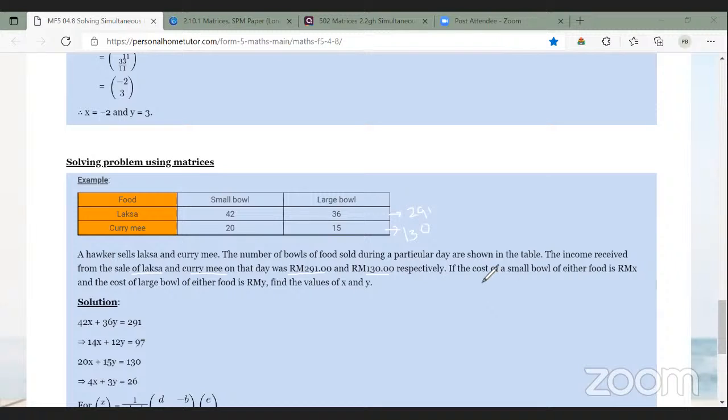So they already clarified here, if the cost of a small bowl of either food is X ringgit, so a small bowl, we already know it's X ringgit. And the cost of a large bowl of either food is Y ringgit. So they already gave you the unknowns. They asked you to find the values of X and Y. They never explicitly stated in this question that you needed to solve using matrix, but usually during exams, they will make it clear that you need to use matrix. So yeah.